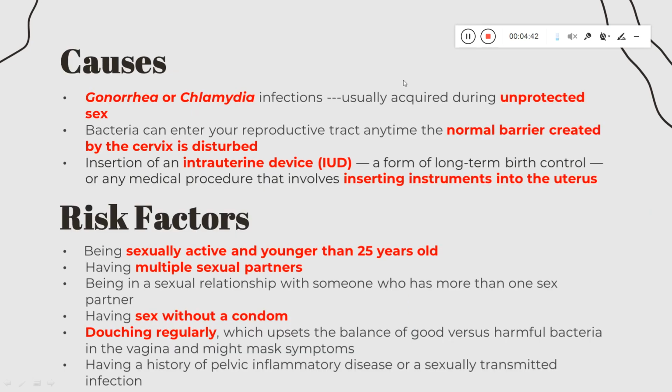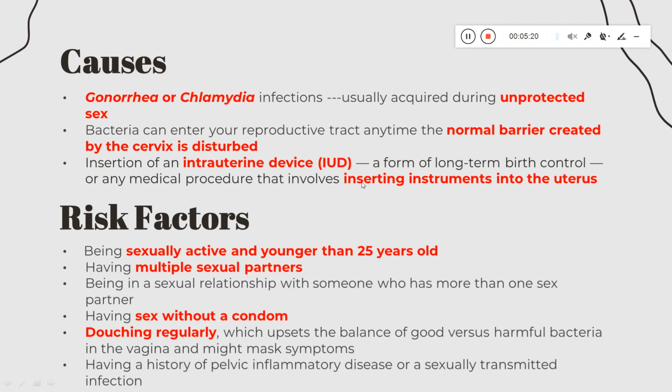Coming to the causes, as I told you, the bacteria which usually cause this infection are gonorrhea and chlamydia. Unprotected sex can lead to this transmission, so it's better to have protected sex. And coming to the normal barrier, as I told you, good bacteria are lost because of douching, so it's better to avoid that. Certain times, intrauterine devices can also lead to this condition, because for long-term birth control, a lot of intrauterine devices might be used, and during these medical procedures, there's a chance that there can be infection. These are a few causes which can lead to this problem.